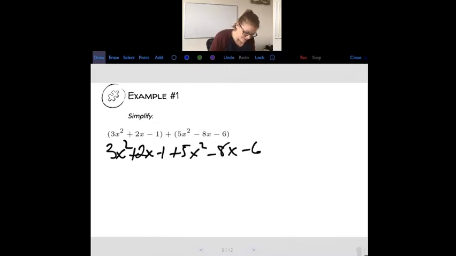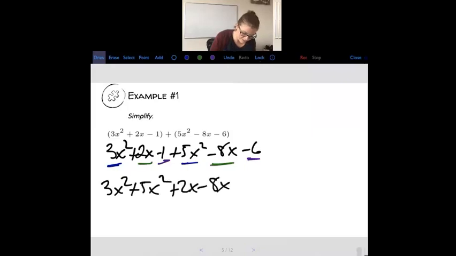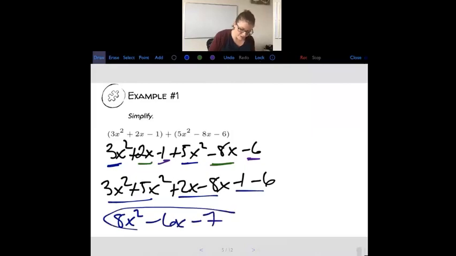And then our like terms here are 3x squared and 5x squared, so I'll use the same color, 2x and negative 8x, and then negative 1 and negative 6. So you could rewrite this as 3x squared plus 5x squared plus 2x minus 8x. I'm just putting the like terms together, and then simplify. So we would have 8x squared minus 6x minus 7. And when you're asked to add and simplify, you're asked to get it as small as possible, or make sure that all of the like terms are combined together.